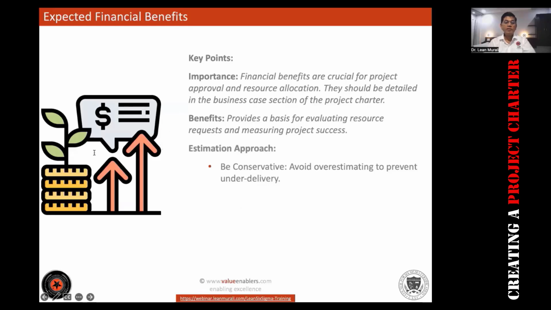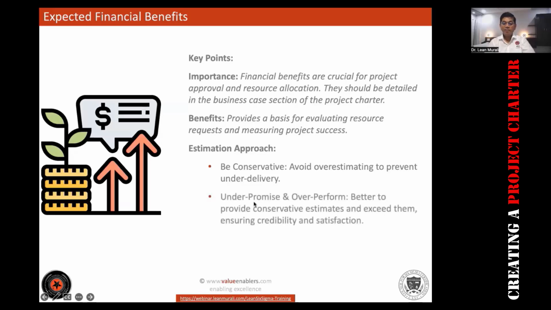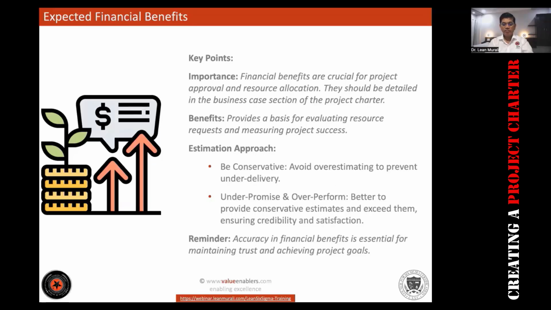They should also know budget allocation, right? Avoid overestimating to prevent under delivery. Under promise, over perform. Better to provide conservative estimates and exceed them. Like you say that quality level is this, but do better. On time delivery, so much percentage we will do, but we'll do better. Under promise and over deliver. Accuracy in financial benefit is essential in maintaining trust and achieving project goals. Generally, it is also good.